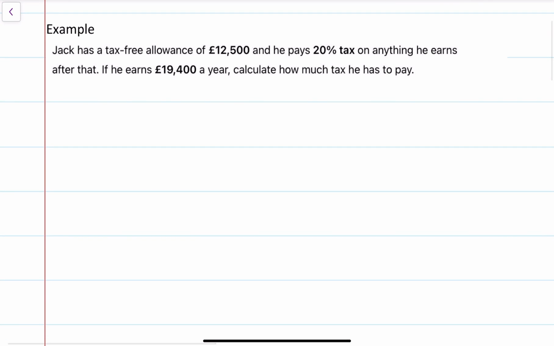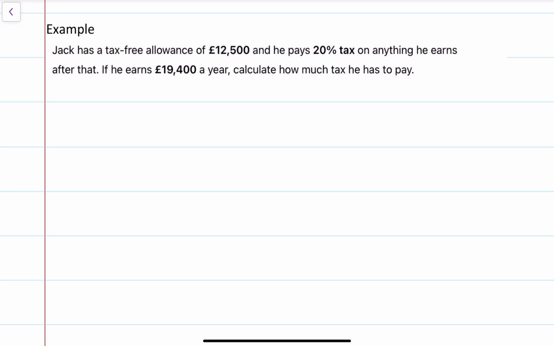It says, Jack has a tax-free allowance of 12,500. Tax-free allowance, first of all, means you earn a certain amount of money which you don't pay tax on. Now, that's normally a standard amount for everybody, but there are certain people that will get a bigger tax-free allowance than other people, so certain medical conditions that people may have or whatever. But the tax-free allowance in this example is 12,500, so he pays no tax.